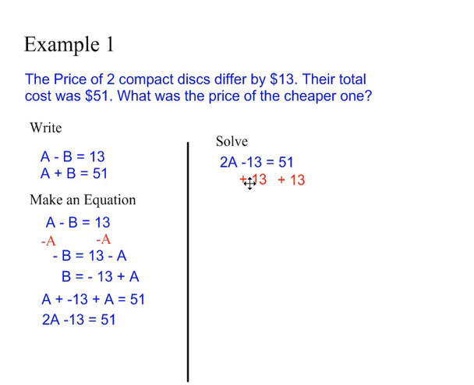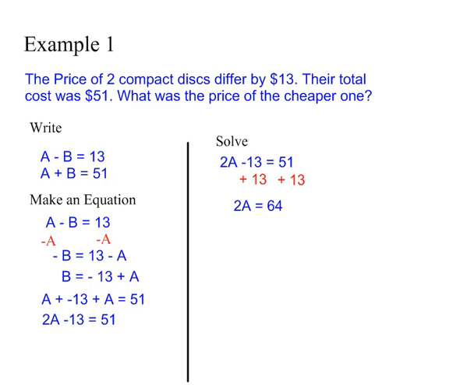So I remove, now remember I'm working backwards. As I change the side, I change the sign. So negative 13 becomes positive 13. And what I do to one side, I have to do to the other. So that gives me 2A equals 64. So 51 plus 13 equals 64.